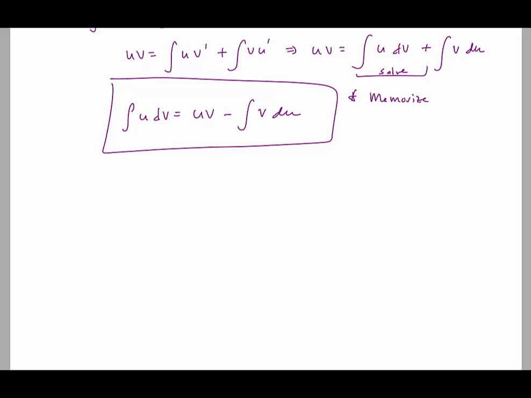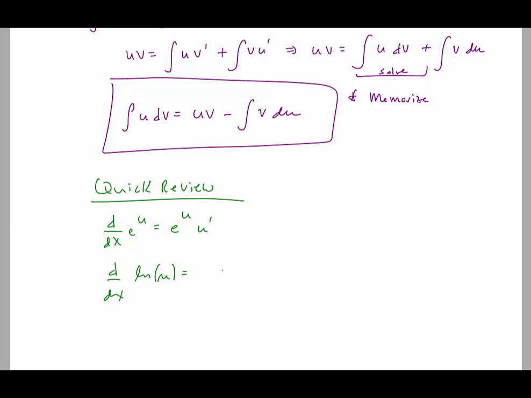Now depending on where and when you took Calculus 1, you may or may not be familiar with the transcendental functions that we talked about above. So here's a quick review to get us all on the same page. The derivative with respect to x of e to the u is equal to e to the u times u prime. So u is some function. The derivative of e to that function is e to the function times the derivative of the function. Let's also look at the derivative of the natural log of u, which is u prime over u.